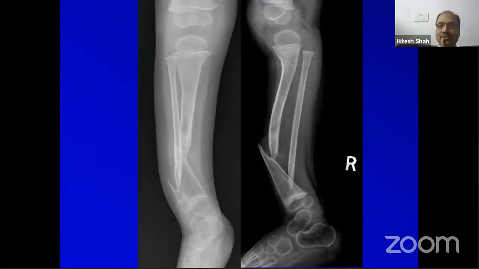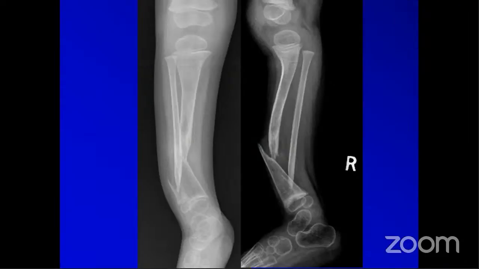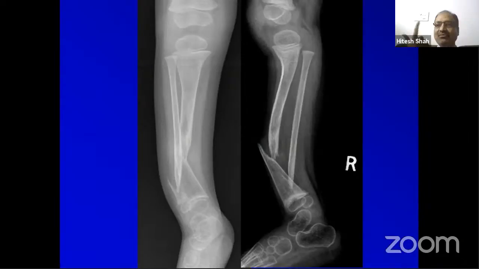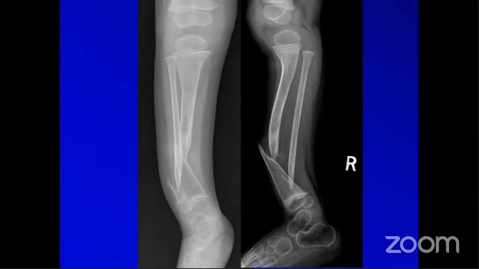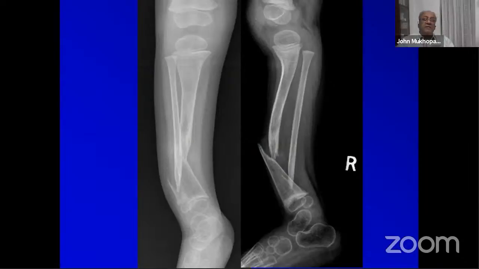In one word, what will you do? That is your OSCE question also. Nailing and bone grafting, sir. Open reduction, internal fixation, and bone graft. Open reduction and internal fixation.